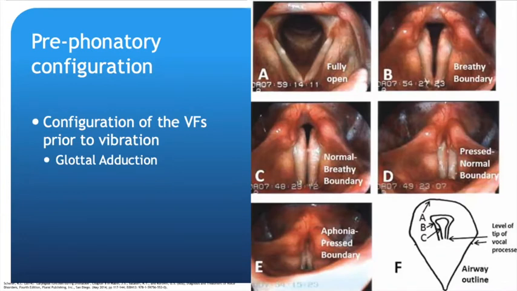So the gross positioning aspect of the vocal folds is referred to as adduction level. You can have a vocal fold configuration that's fully open, so fully abducted, during respiration, for example. And as these come together, there starts to be a little bit of phonation that occurs. So this is a breathy boundary. So a little bit of phonation. And then as the vocal folds come closer together, there's a normal breathy boundary that's crossed. And as they get closer together still, there's eventually a pressed phonation. And then eventually the vocal folds get so close together that there can be no phonation.